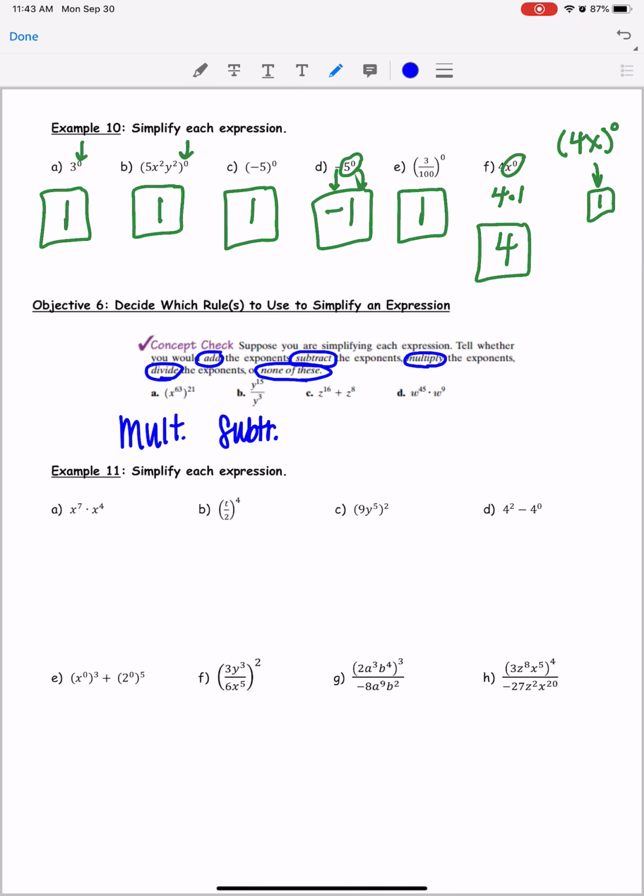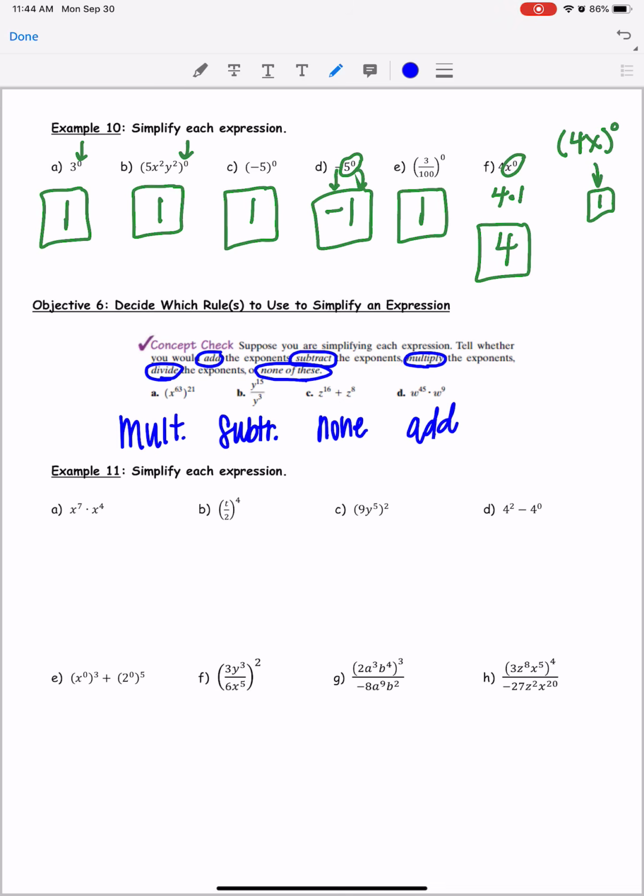On C, z to the 16th plus z to the 8th. We did nothing with a plus sign in the middle. Okay, this is just simply combining like terms, and these aren't like terms because you have to the 16th and to the 8th. So this one is a none. And then D, w to the 45 times w to the 9th. This is our product rule. Our product rule says because these are the same bases, we would add these exponents.